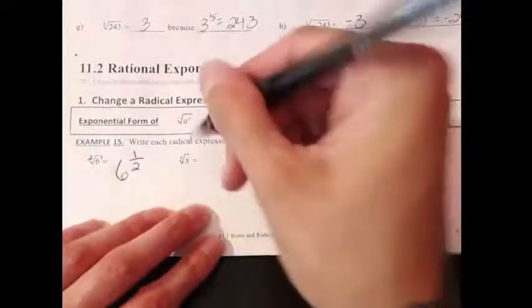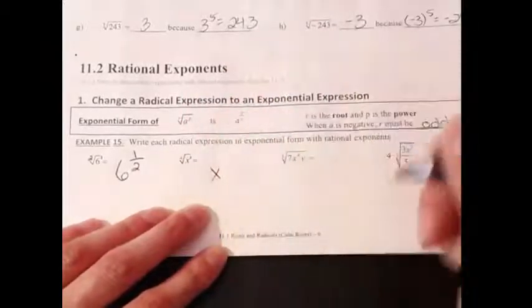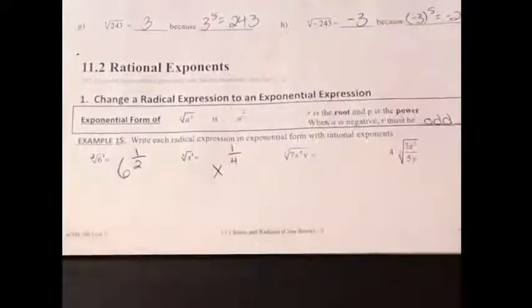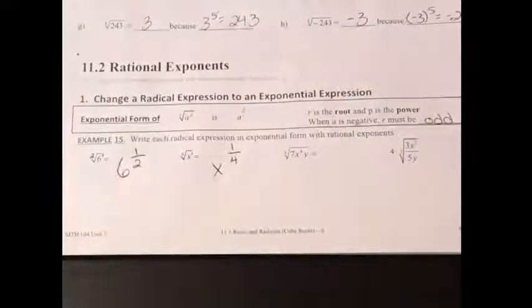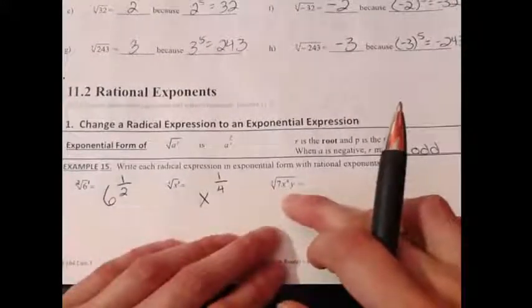Let's do it again. Here we have the fourth root of x. This is x to the first power, so you're going to keep the base. And your exponent is power over root. So the fourth root of x is the same as x to the 1/4. Let's take a look at the next example.